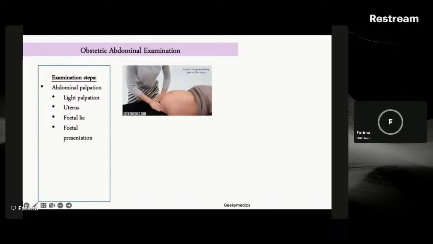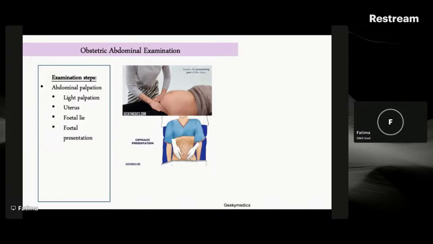Fetal presentation, further to that, is the next thing that you're doing. This refers to which anatomical part of the fetus is closest to the pelvic inlet. So you assess the gravid uterus to determine the fetal presentation. You place your hands on either side of the lower pole of the uterus, just above the pubic symphysis. You apply firm pressure to the uterus, angled medially, palpating for the presenting part.